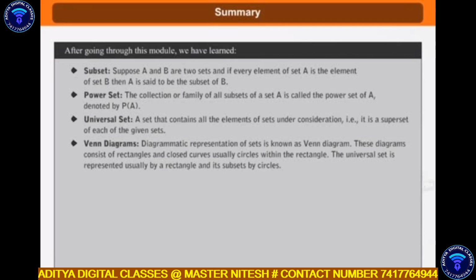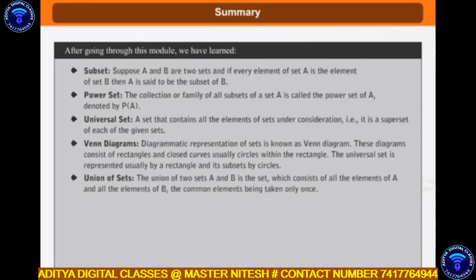Diagrammatic representation of sets is known as Venn diagram. These diagrams consist of rectangles and closed curves, usually circles, within the rectangle. The universal set is represented usually by a rectangle and its subsets by circles.